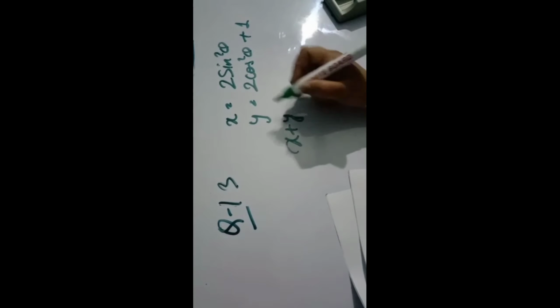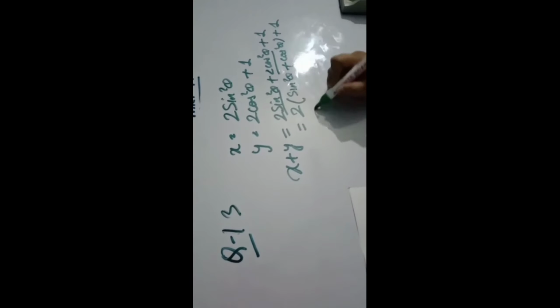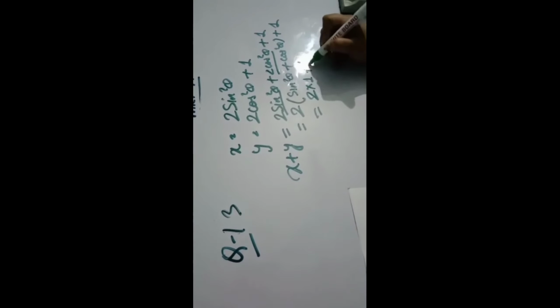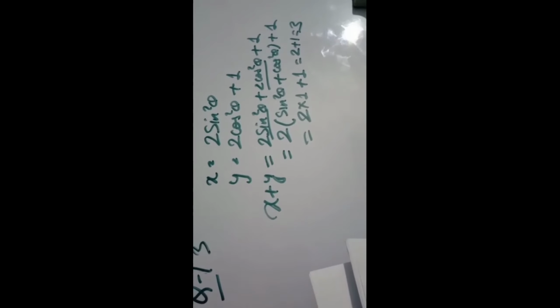Now question number 13. x is equal to 2 sin square theta, y is equal to 2 cos square theta plus 1. You have to find x plus y. So x is this, y is this. You will add these equations. 2 sin square theta plus 2 cos square theta plus 1 you will get. Now out of the first two terms you will take 2 common. You will get sin square theta plus cos square theta, and sin square theta plus cos square theta is 1. So 2 into 1 plus 1. So 2 into 1 is 2 plus 1, that is 3. So question number 13 you have to do like this.